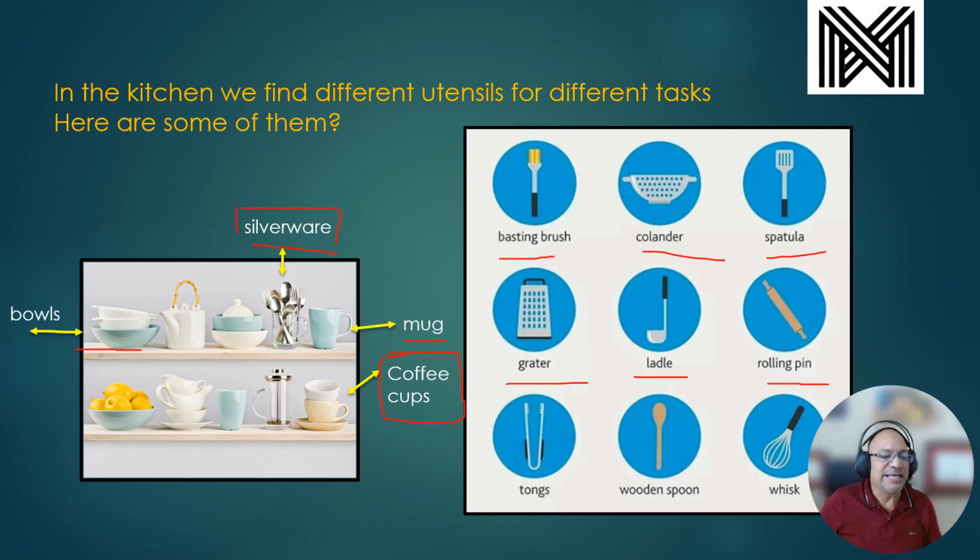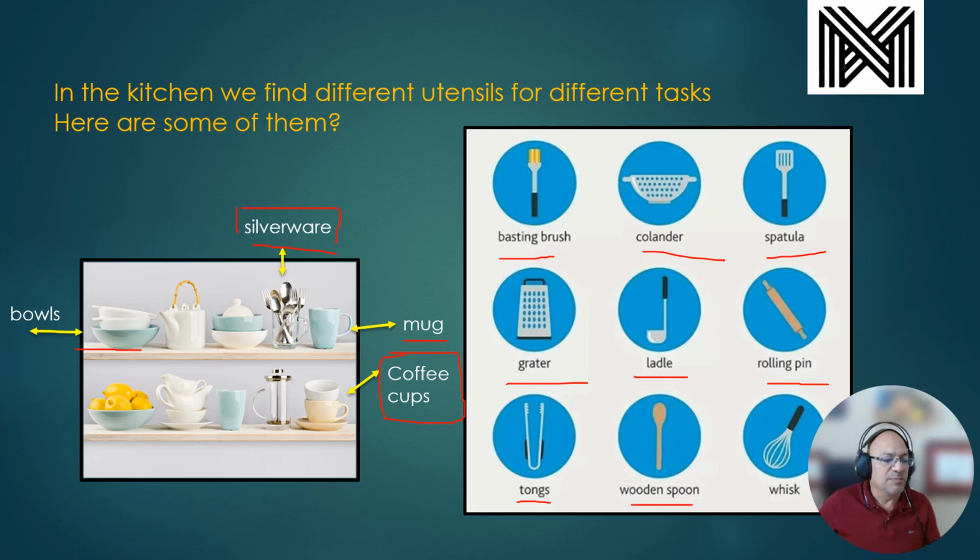Next, we have a rolling pin. I use a rolling pin to flatten the dough to cut the cookies, so then I can bake them and have delicious cookies. Next, the tongs. Notice the tongs. It's a utensil, the tongs that you can see here. It has two parts, so that's why we call them tongs, plural, because it has two parts.